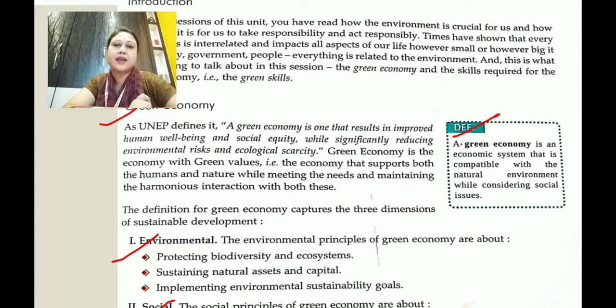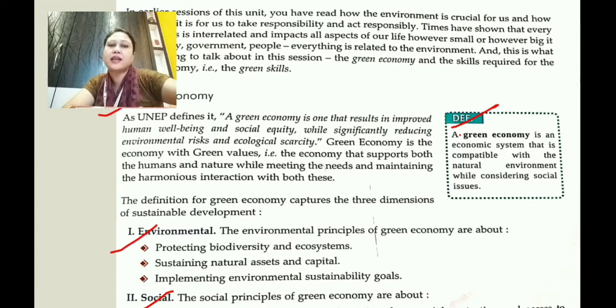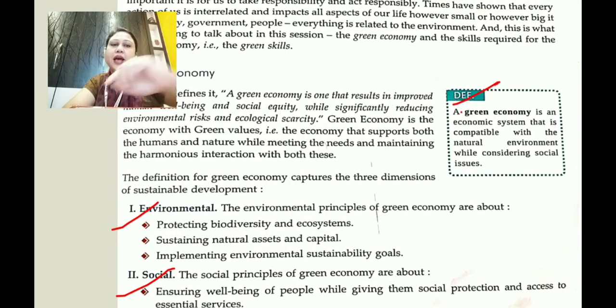All right, then the definition of green economy captures 3 dimensions of sustainable development. The first one is about the environment. So the environmental principles of green economy are, first of all, protecting the biodiversity and our ecosystem. Then the second one is about sustaining natural assets and our capital. The third one is implementing environmental sustainability goals. All right, so these are the environmental principles of our green economy.